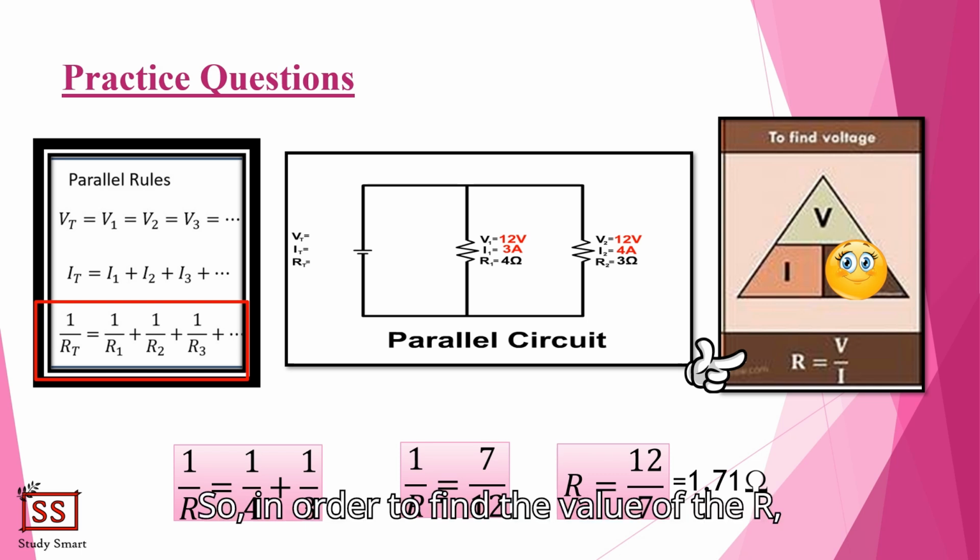So in order to find the value of the R, which is the total resistance of the circuit, we need to reverse the 7 and 12. So the formula will be R equals to 12 over 7. So the answer for the total resistance of this circuit is 1.71 ohm.